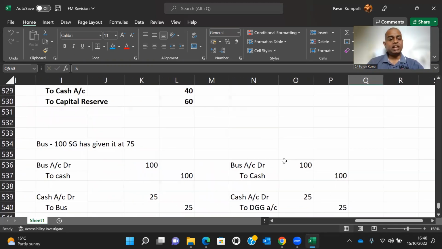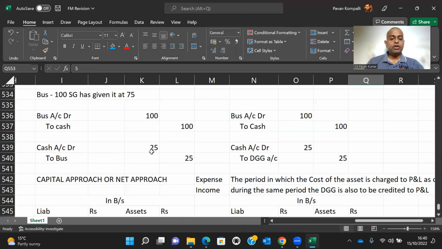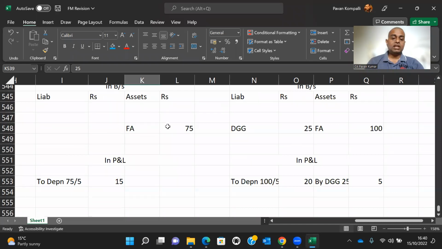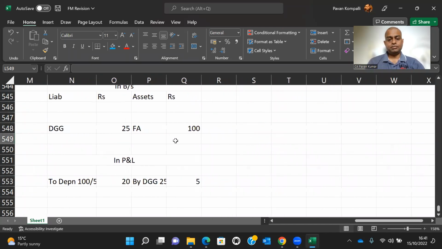Fixed asset would be 60. No, in my example, I have taken 25 rupees grant. If the grant is 25, why would the fixed asset be 60? Oh, you mean this 75 after depreciation? Akshay, do you mean this 75 after depreciation of 15 will become 60? Yeah, obviously, yes.